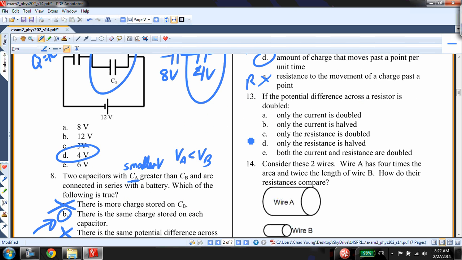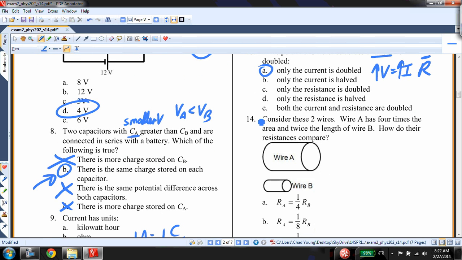Potential difference across the resistor is doubled. What happens? Well, V equals IR. R remains constant because it's a resistor. All right. If V is doubled, that means that the current is doubled and nothing else. So A is the right answer.